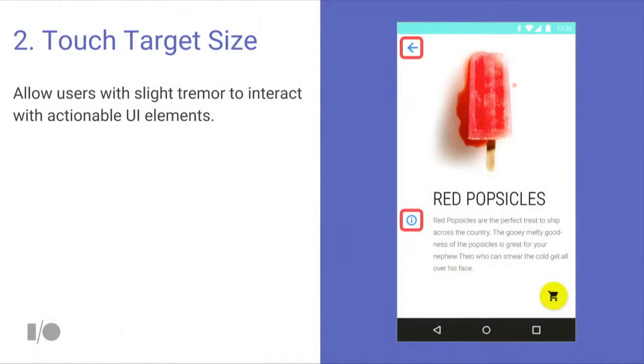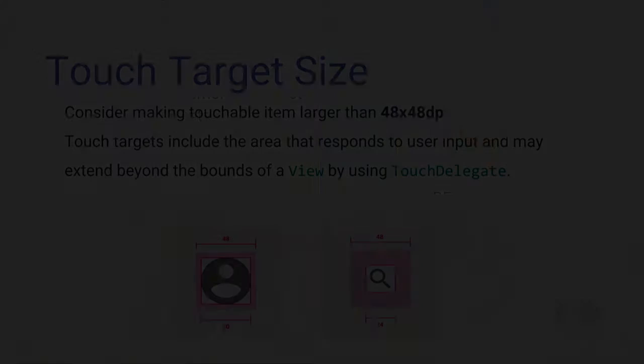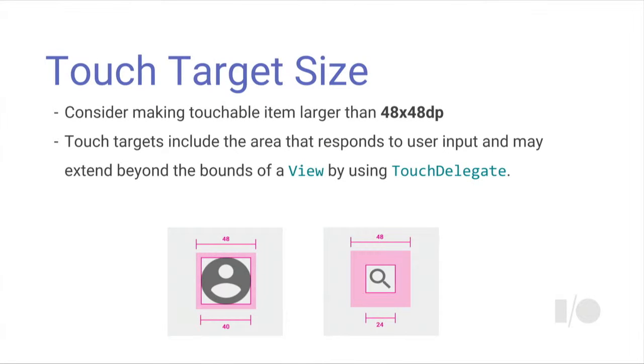Now, our second recommendation is about increasing touch target size. This will allow users with mobility impairments to interact with actionable UI elements. So what we'd like you to do is to make your touch target size big enough. What is big enough? We recommend using touchable items larger than 48 by 48 dp.